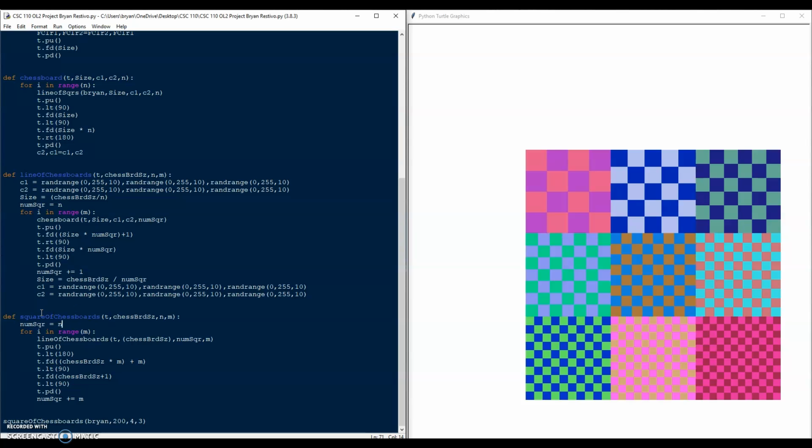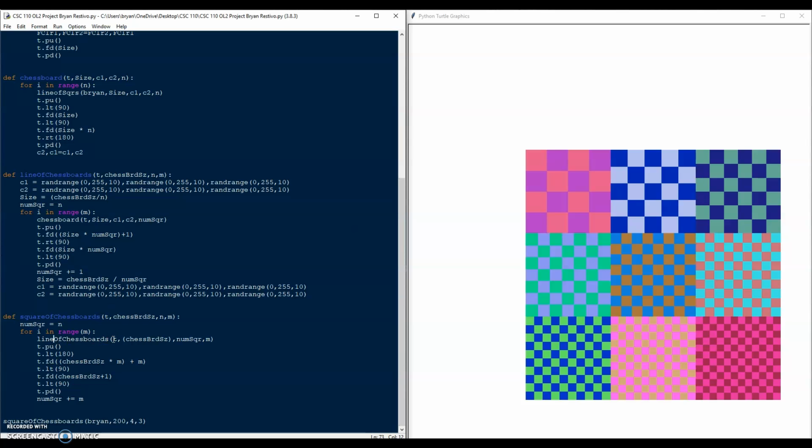And then finally, the final function down here is named square of chessboards with the arguments t, chessboard size, n being the number of squares, m being the number of chessboards in the square of chessboards. And then I have the number square counter here again, and then the for loop for i in range m, the number of chessboards in the square of chessboards, and then that calls the function line of chessboards, making that the final helper function. I feel like there's an inception joke somewhere in there, but I'll skip that.